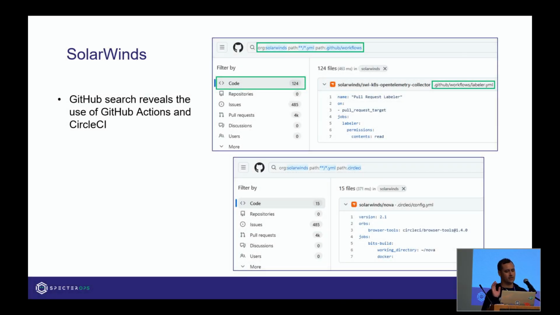And so, looking quickly at the public repositories for SolarWinds, we can see that they are making use of 2 different CI systems. So we have Circle CI on the bottom, and then on the top, we see 124 instances of matches for a YAML file inside of a folder .github/workflows. And people who are familiar with GitHub Actions, this is going to be a workflow containing whatever build based on event.